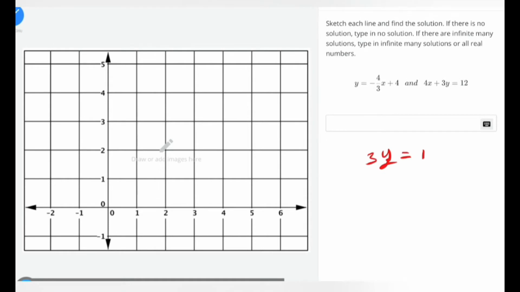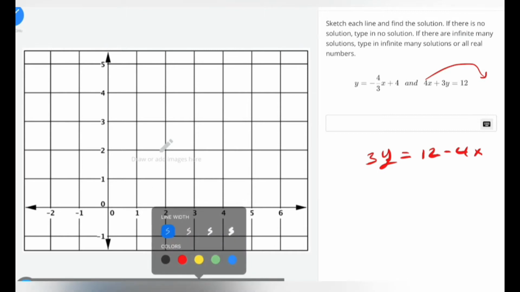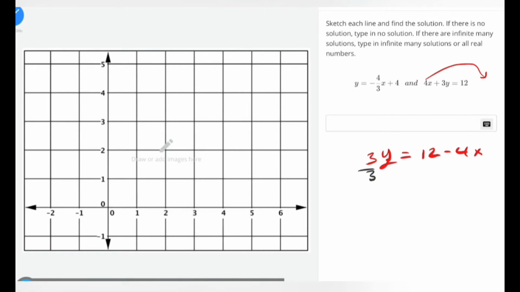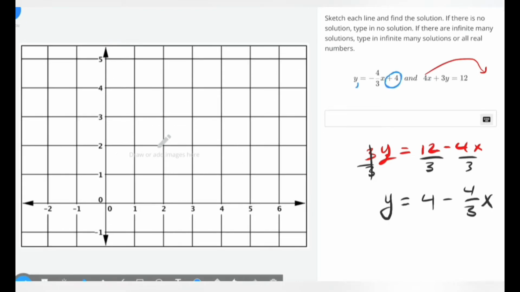3y equals 12 minus 4x. I put that over there. That's why it becomes a negative 4x. And then I divided by 3 to all of the values. So y equals 4 minus 4 over 3x. You start at the number by itself, no x, 4. So you start at 4 right here.